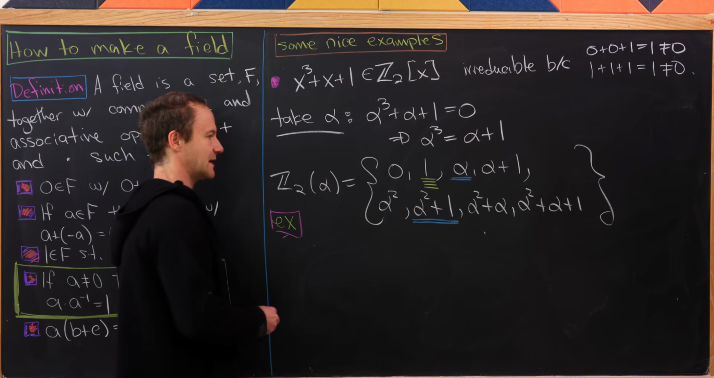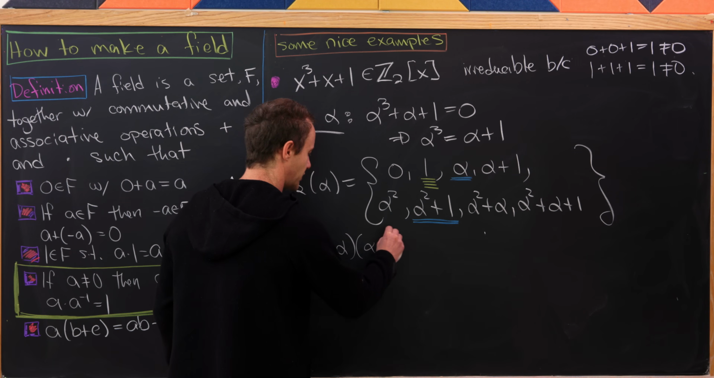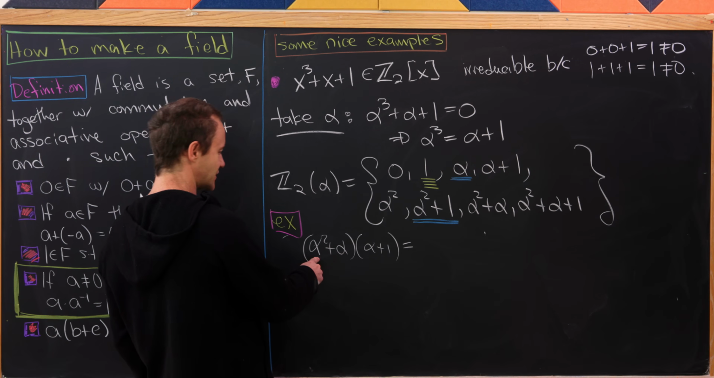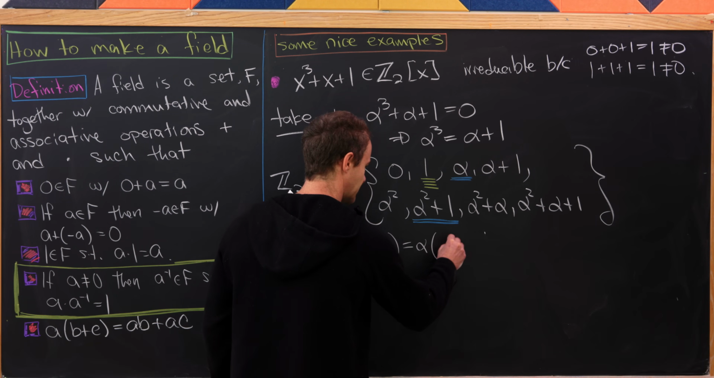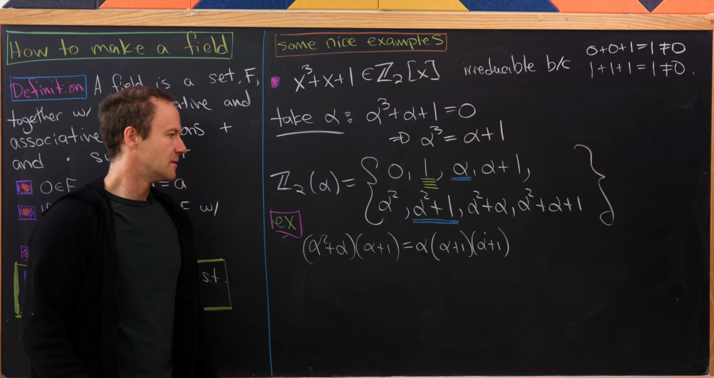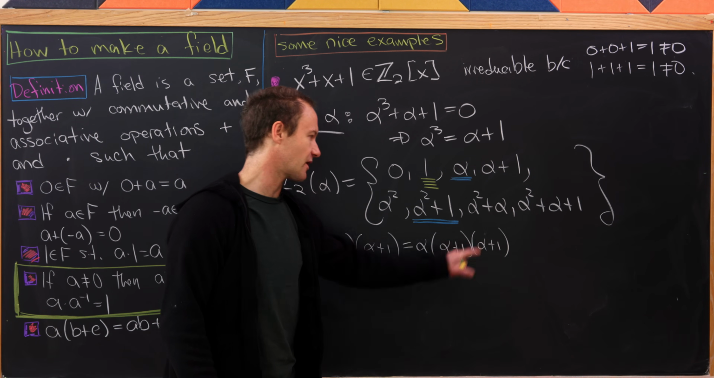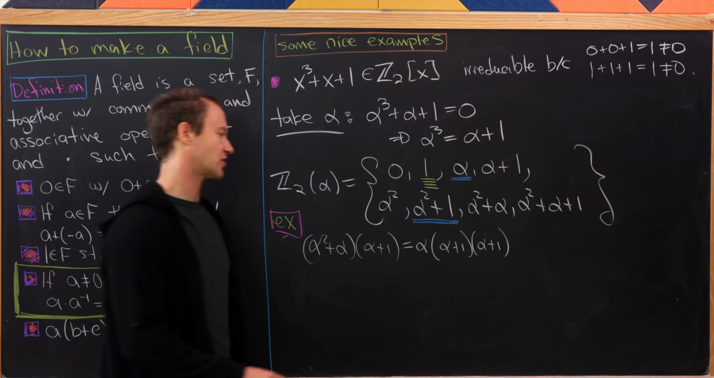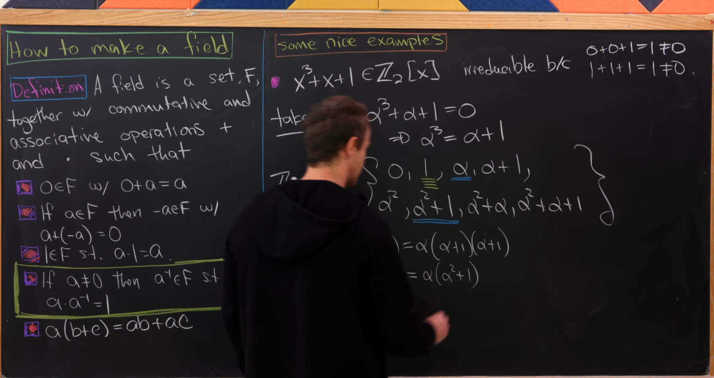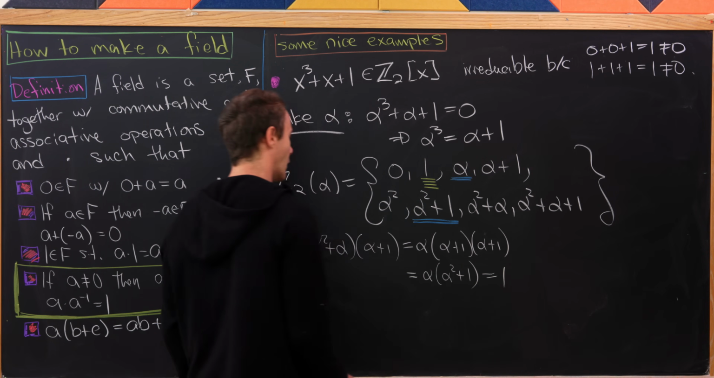Okay, so for our next example calculation, let's look at alpha squared plus alpha times alpha plus 1, like that. But notice that I can factor an alpha out of this, and that'll leave me with alpha plus 1 times alpha plus 1. But now there's this really great trick when we're working in Z2, and that is if you square a polynomial, you just have to square each term. So this in fact quickly simplifies to alpha times alpha squared plus 1. But our previous calculation showed us that that was equal to 1.